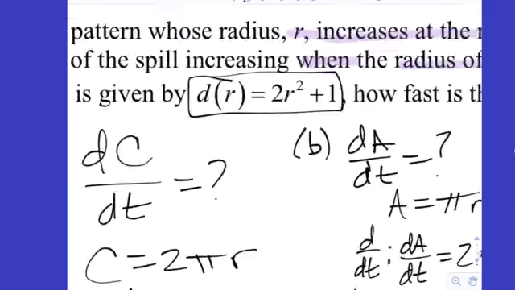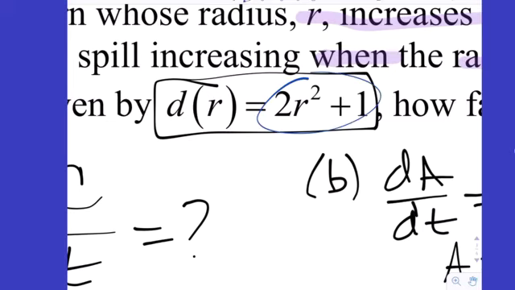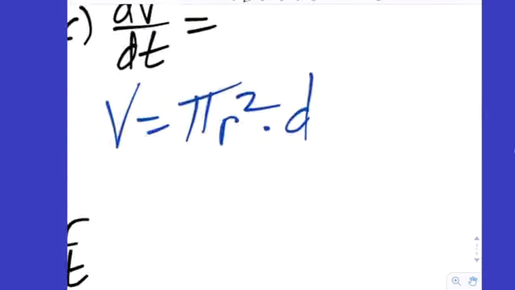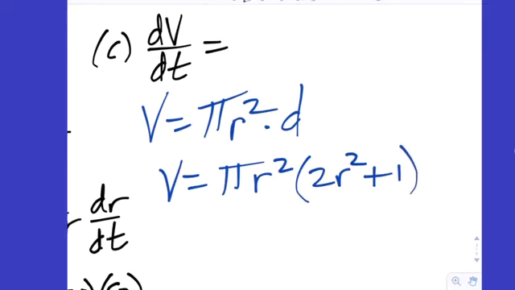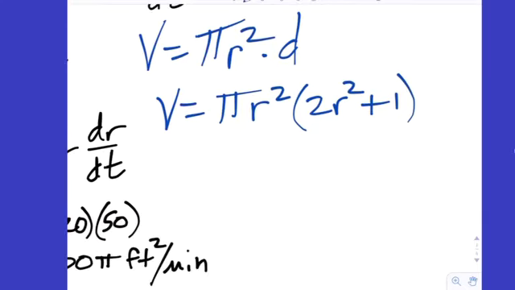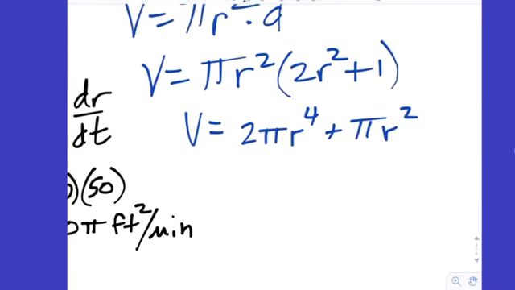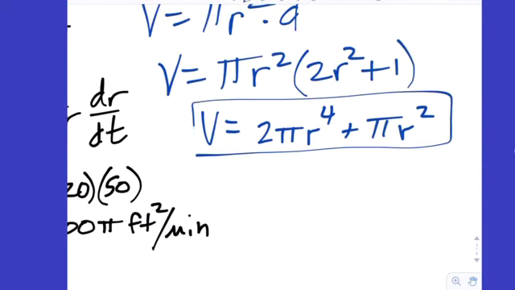All right, so now what is D? It's 2r squared plus 1. So thank goodness they gave it to me. I can actually plug it in, 2r squared plus 1. And now I have an equation for the volume of that particular oil spill whose depth is given in terms of the radius. I want to take the derivative, so I'm going to go ahead and distribute. That's going to be 2 pi r to the fourth plus pi r squared. That's your quote-unquote position equation.